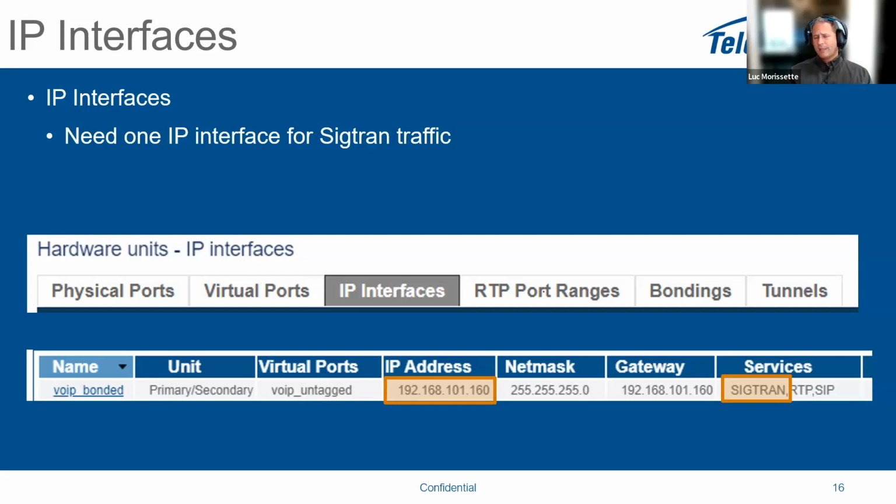Here you have other tabs, RTP port range. You won't need this for M2PA. Bondings, you can see the status of the bonding when you click here. And tunnels will not be used in the M2PA configuration. So you only need to configure the virtual ports and the IP interfaces.